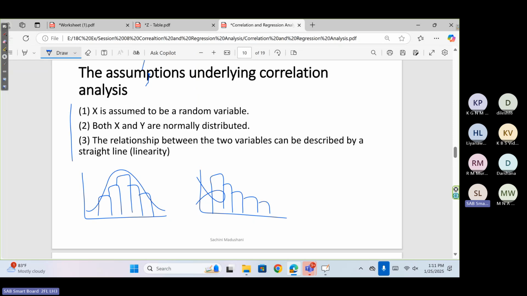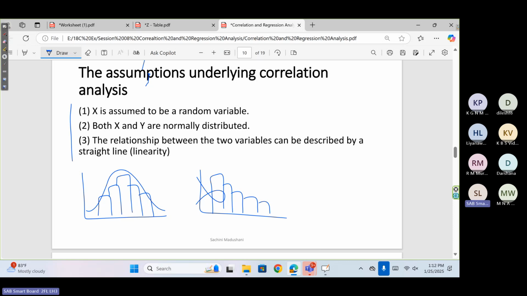In the exam, normally I will ask the theory parts. Sometimes I can ask, what are the assumptions underlying the correlation analysis? Then you can write it: what is the first point, what is the second point, what is the third point. Easily you can memorize it. X and Y are normally distributed. X should be a random variable. Another one is there is a linear relationship.